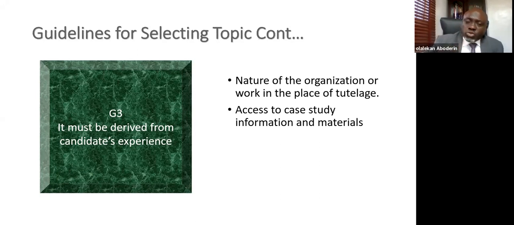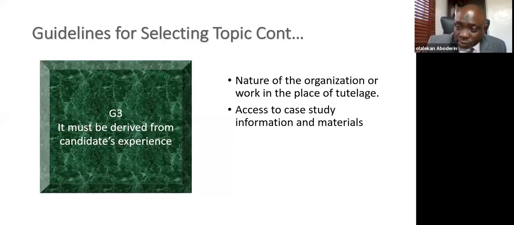So whatever they do, unless the candidate has had the experience elsewhere. And it's easier for a candidate to work on issues that he has been involved in. Equally, because of experience, if a candidate has been truly involved, definitely he is going to have access to the case study information and other materials. So these are other indications of the candidate having experience.